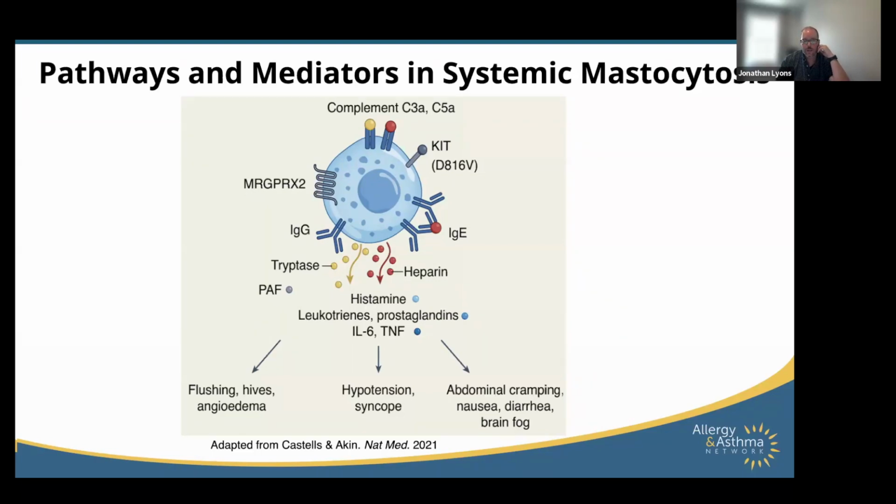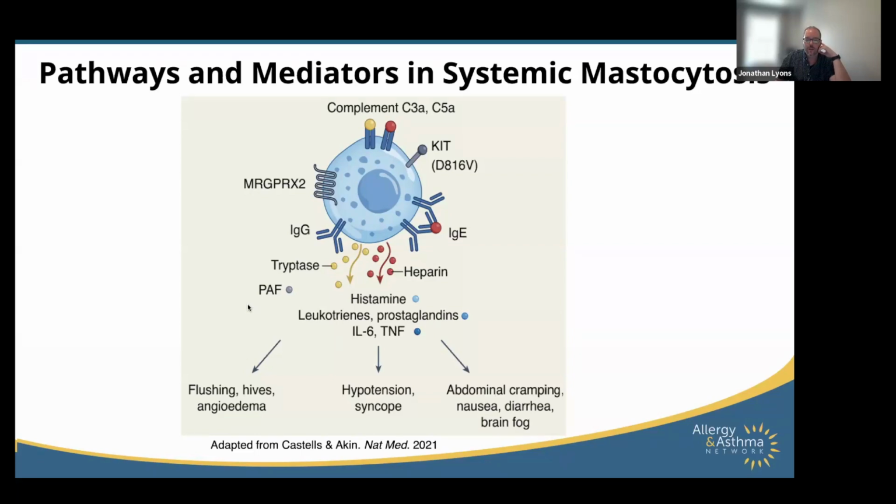And when they degranulate, they release a number of compounds, including those shown at the bottom here: tryptase, heparin, platelet activating factor, or PAF, histamine, leukotrienes, and prostaglandins, or what some people call lipid mediators. Those are generated after the fact. And then IL-6 and TNF alpha. So those are cytokines, inflammatory cytokines. And it's this slew of molecules that we collectively refer to as mast cell mediators that are released in this context.